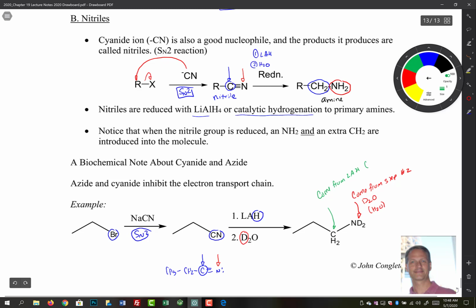And then you could also use the deuterated form of that, would be LAD or LiAlD4. So sometimes you'll see questions like this come up where they swap around the reagents and ask you what the product is, and you need to make sure you know where the deuterium is going to go.